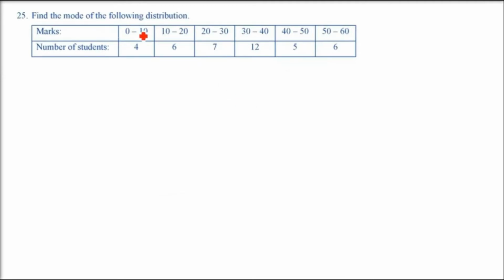Find the mode of the following distribution. So we have to find out the mode. For that we need a modal class. Mode is the one whose frequency is highest. What is the highest? 12. Now this 12 is the highest number, so we will take this interval, that is 30 and 40. And we'll take the previous frequency 7, and the frequency after that, 5. The interval difference is 10, 40 minus 30 is 10.